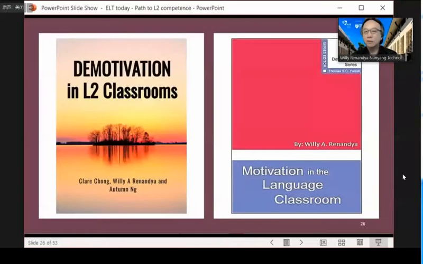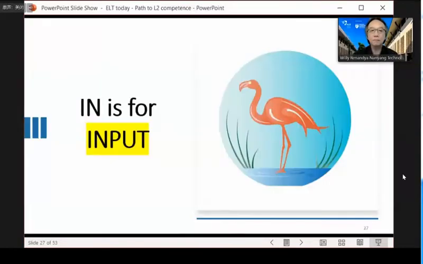If you want to know more about motivation, I've got these two excellent literature references. I will make this available to you if you are interested. They're available online on my website. I'll show you the web address at the end of my presentation.